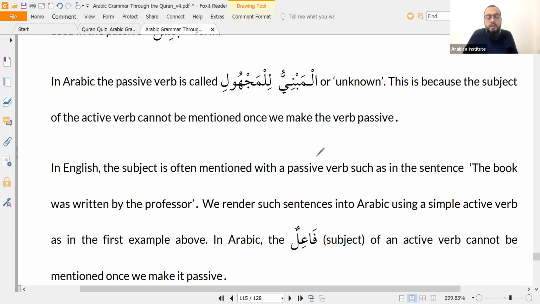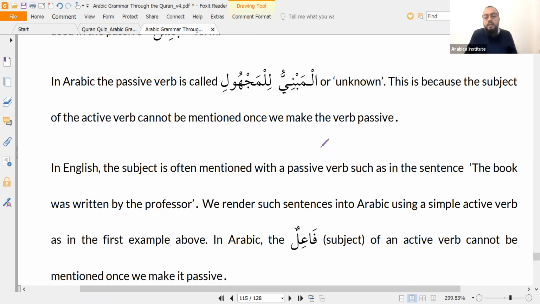So the book was written by Hassan. In Arabic, would be rendered kataba al-kitaba hasanun. They'll just use an active verb. They won't even use a passive verb for that. Does that make sense? So in English, where we might say, the book was written by Hassan, the Arabs will just say Hassan wrote the book. Because they're wondering, you're saying Hassan, why are you using a passive? Passive is to hide the identity of Hassan.